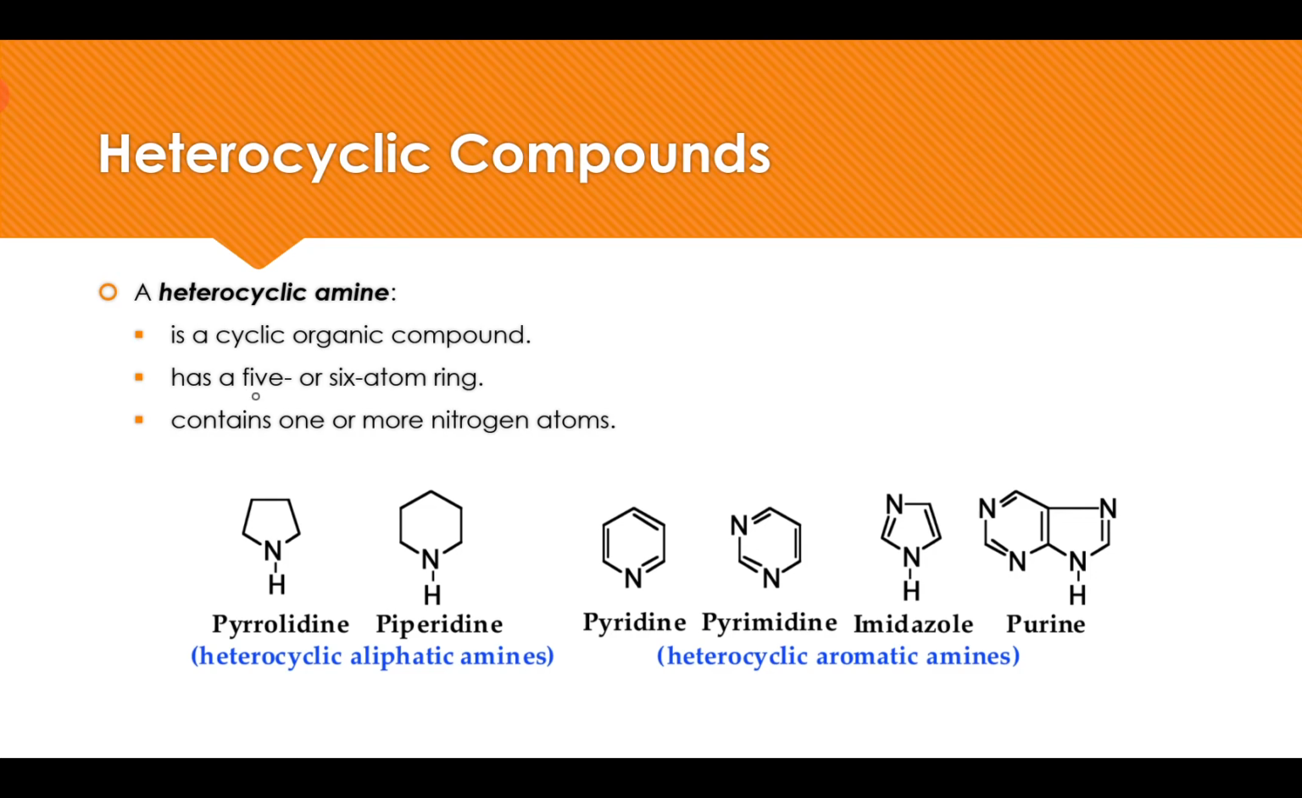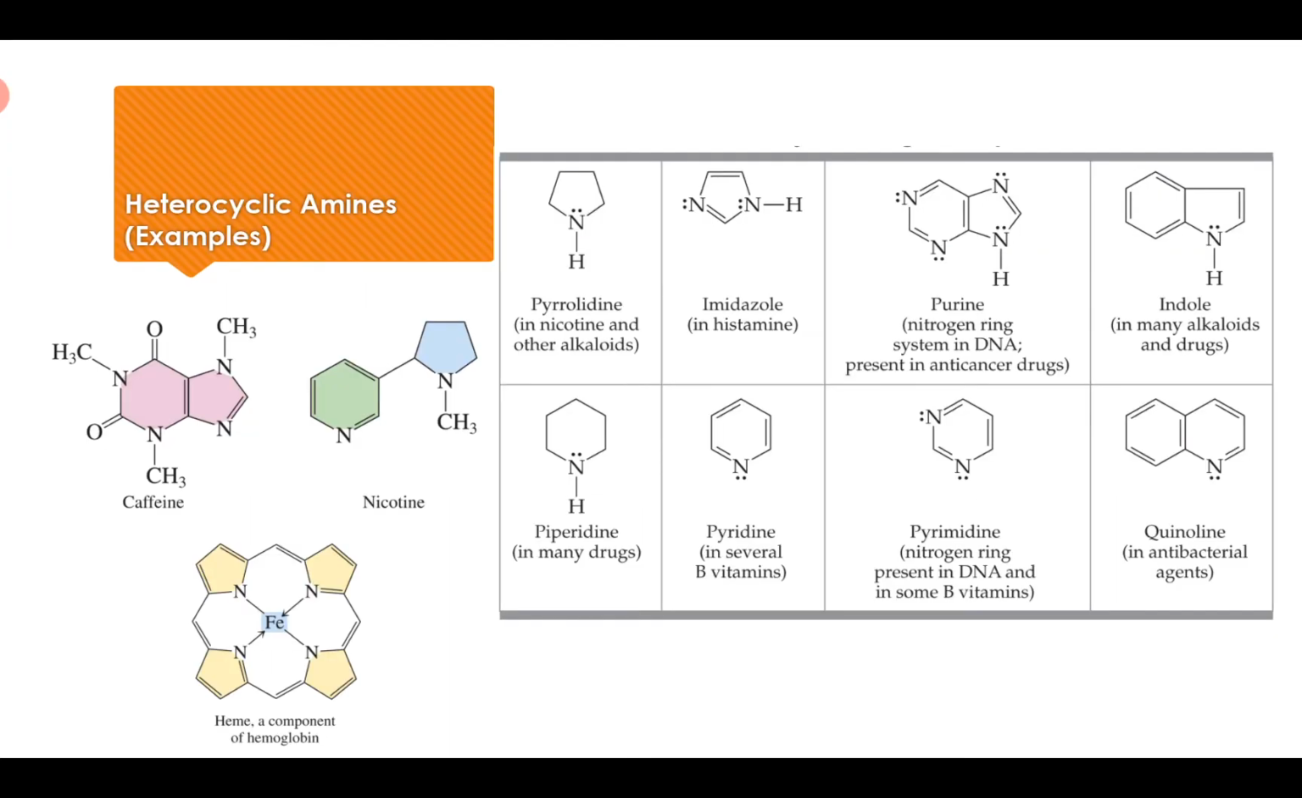So we're going to have either 5 or 6 membered rings, and those can form a variety of things. This is pyridine, this is pyrimidine, and this is purine. Those are going to come up when we talk about our bases for our DNA. And here are some of those bases right here.